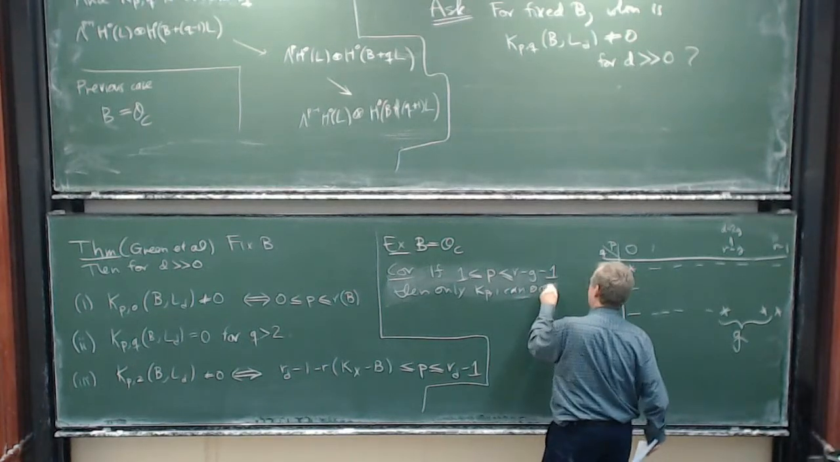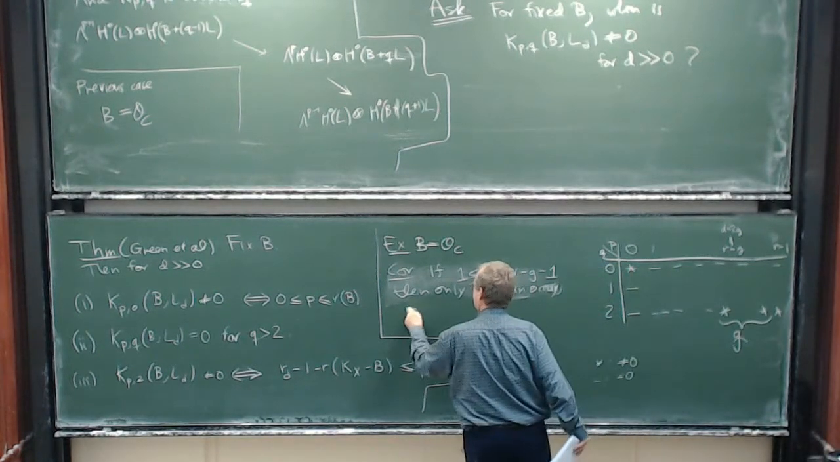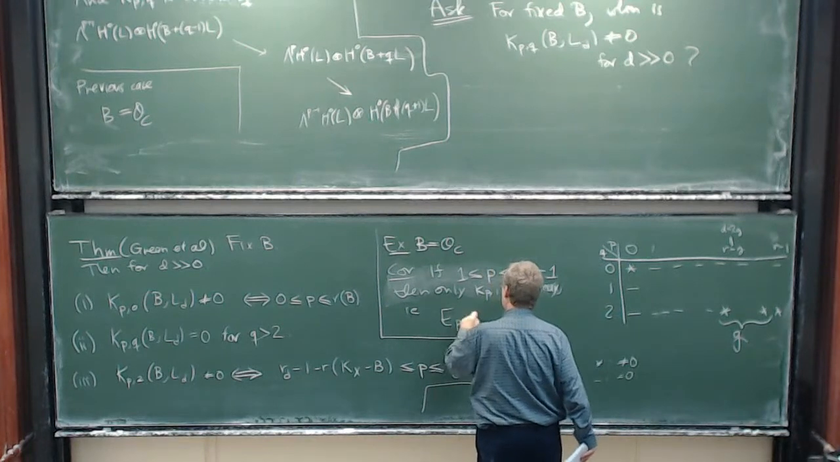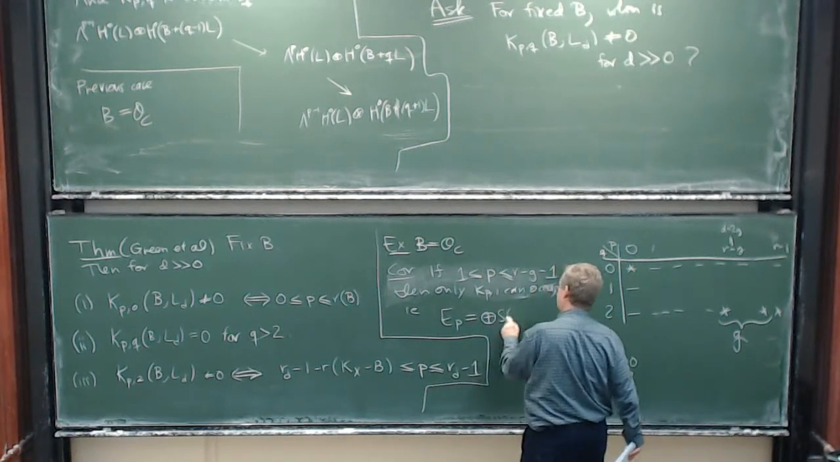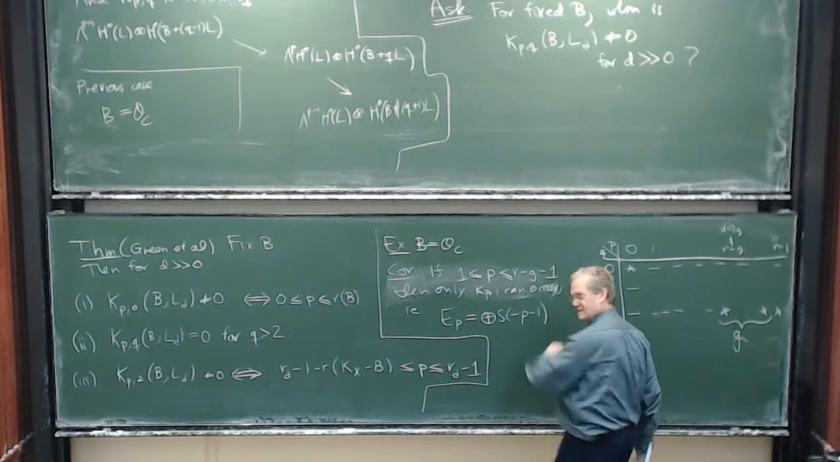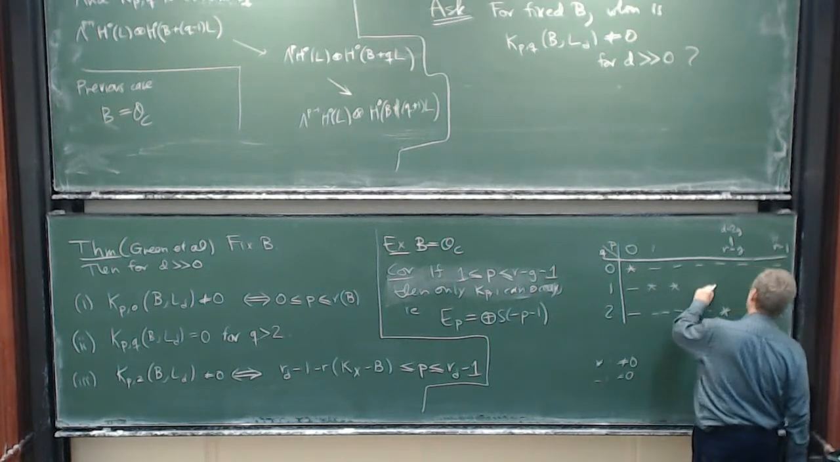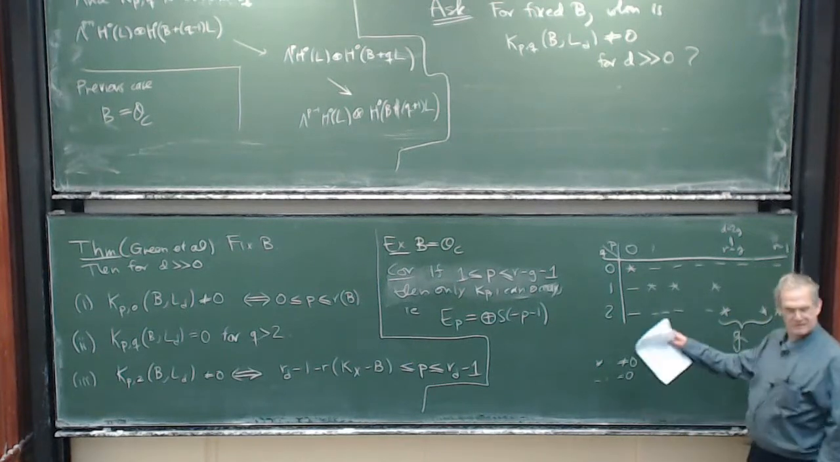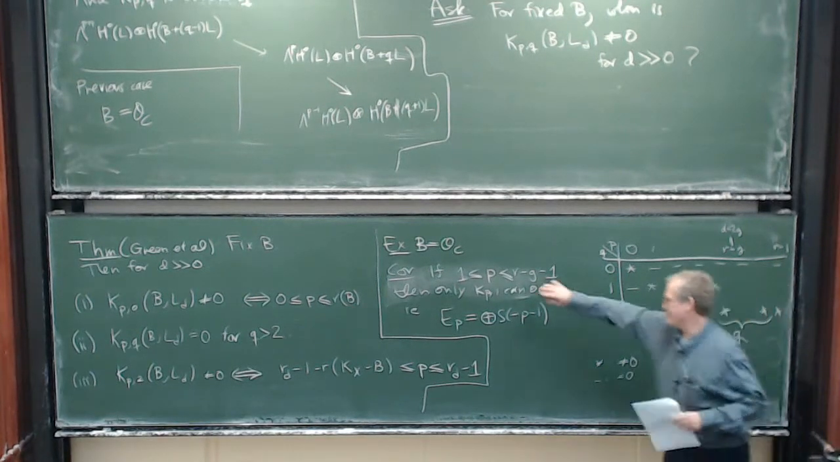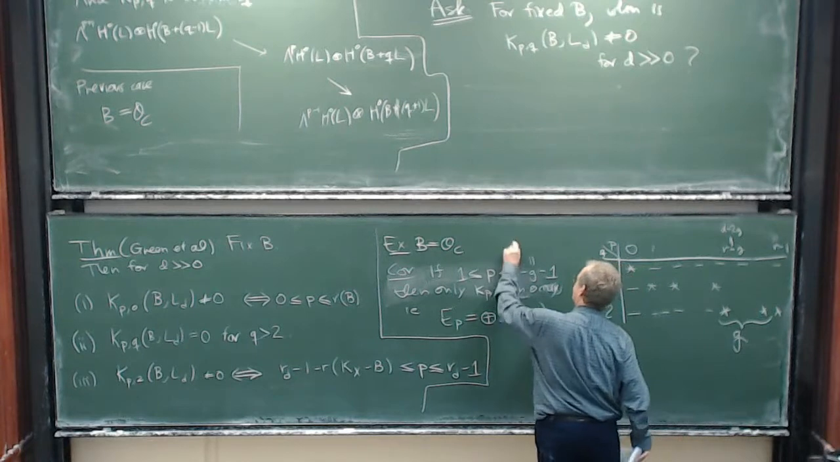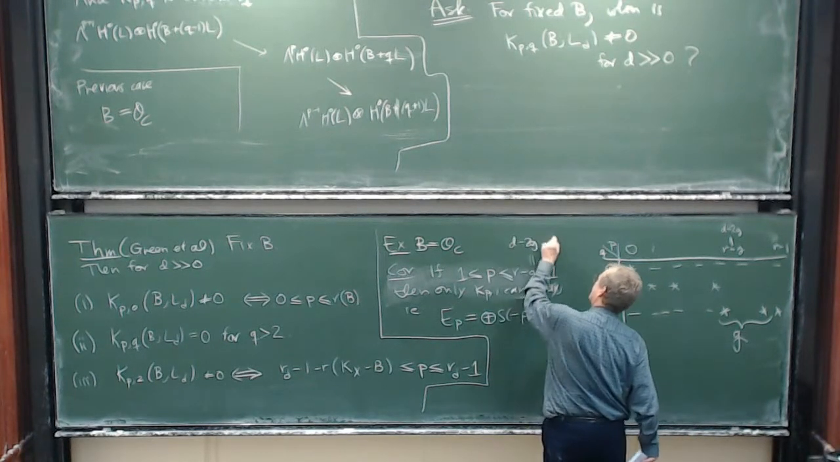Just because we rule out everything else in this range here, EP has to be just the direct sum of S minus P minus 1s. So what must be happening is we must be getting non-zero stuff here. And so this is Green's theorem. This is D minus 2G minus 1. So this is Green's theorem.